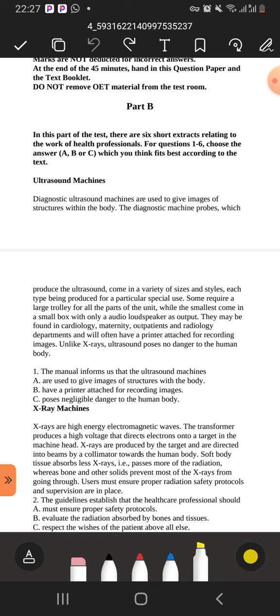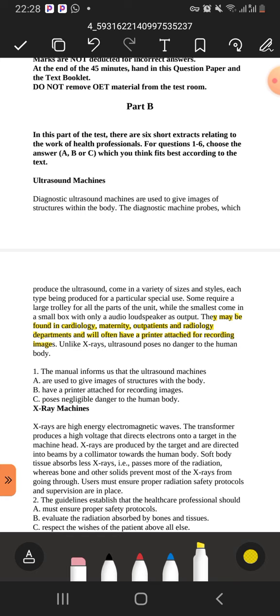So now let's go for option B. B: have a printer attached for recording. And that is in the second to the last sentence, where they talked about where it can be found and what can be attached to them. Let me highlight it for you so that you can see. I want us to be on the same page here.